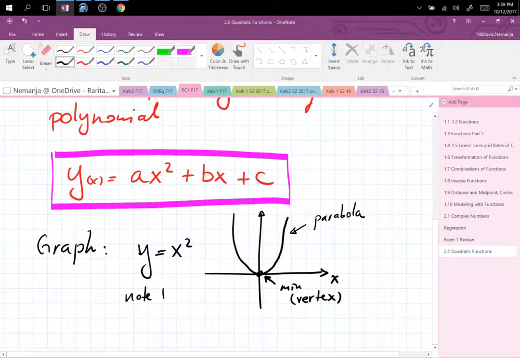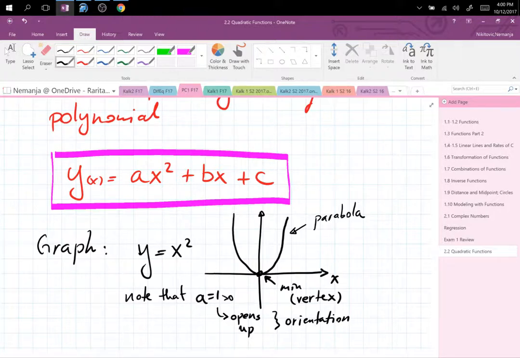Note that a equals 1, which is bigger than 0. So we have a positive value of a, and that's the reason why it opens up. We call this orientation. So when you see this on the exam, don't waste everyone's time asking what do you mean by orientation. Note that I said when you see this on the exam, not if you see this on the exam. So pay attention to the words I'm using, sometimes incorrectly.